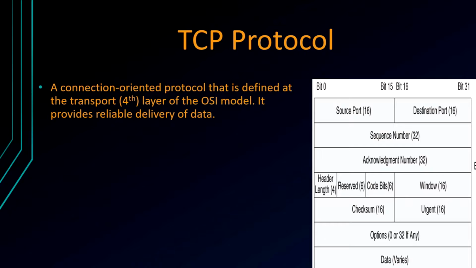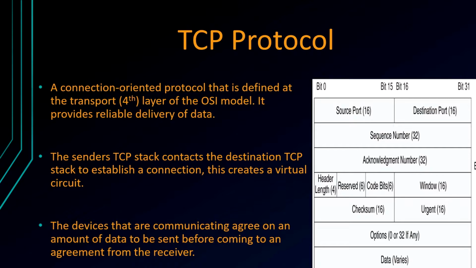Alright, so the TCP protocol. It's a connection-oriented protocol that is defined at the transport layer, which is also, I'm sure you guys know this by now, the fourth layer of the OSI model. It provides a reliable delivery of data. Alright, so over to the right here, you're going to see source port, destination port, and so on and so forth.